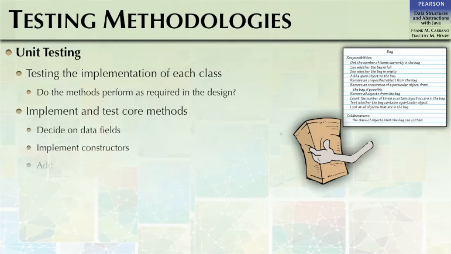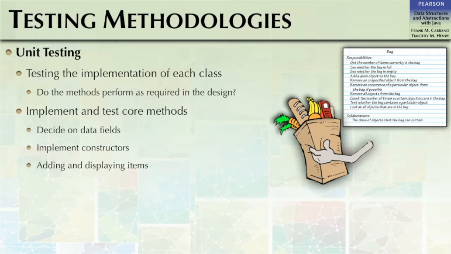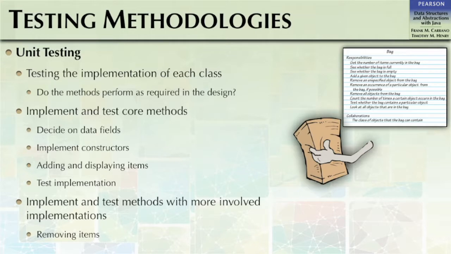For unit testing, we implement our code in pieces and test each piece before implementing additional functionality. For example, we decide to test the data fields for the class and then implement methods that provide core functionality, such as constructors and methods to add and display items. Then we test those methods before continuing. Next, we implement one or a few methods that are more involved and test those. Once those pass our tests, we continue implementing and testing additional methods until the class is complete.